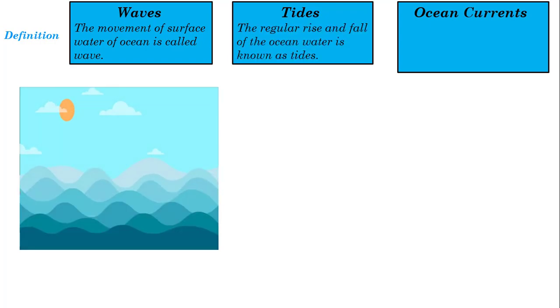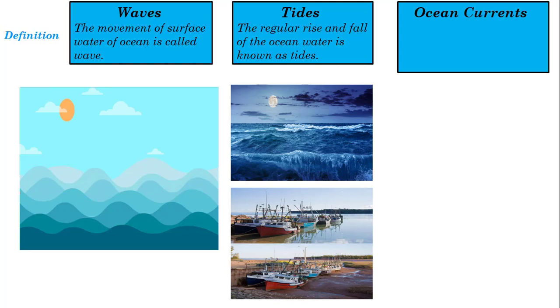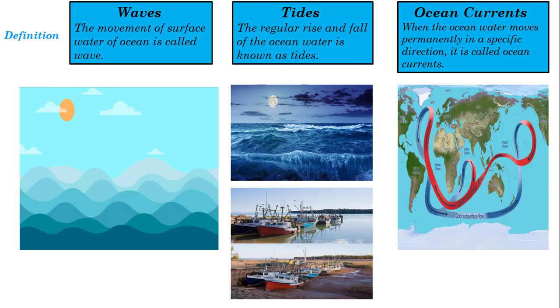Let's turn to the tides. The regular rise and fall of the ocean water is known as tides. We can observe this phenomenon more clearly along the coasts, where the water slowly rises up over the shore and then slowly falls back. Let's turn to the ocean currents. When the ocean water moves permanently in a specific direction, it is called ocean currents. Rivers flow on the land. Similarly, ocean currents flow like rivers through the oceans.